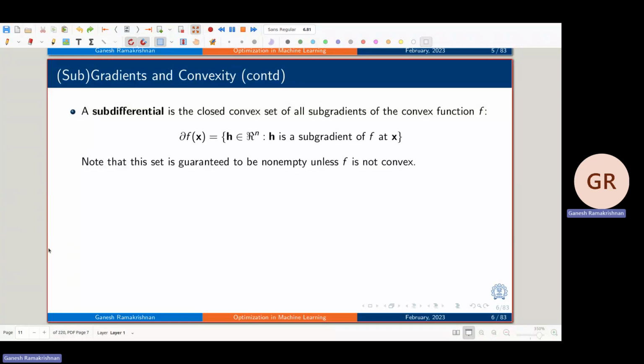So you see, I have a subgradient H1x for F1 and I have a H2x for F2. You see these two normals. The subgradient is normal, right?